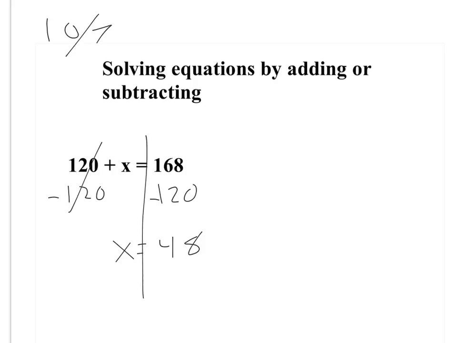Now here's the deal about this homework. You shouldn't get any wrong, and here's why. Because you can always check your answer. I plug 48 in for x and see if it comes out right. See if it makes this true. What's 120 plus 48? 168. So, did I get the right answer? Yes. x has to be 48. So there lies the answer.